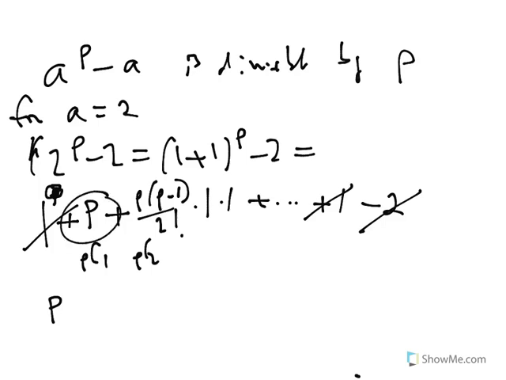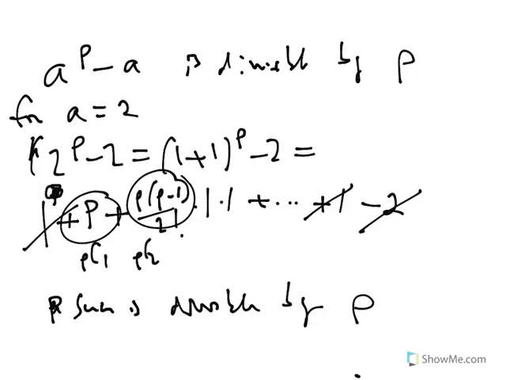All these other terms, these coefficients, are all from the p row of Pascal's triangle, so they're all individually divisible by p, so the whole sum is divisible by p. And that proves that 2 to the p minus 2 is divisible by p, whatever p is. So then he moves on to say, well, what about 3?